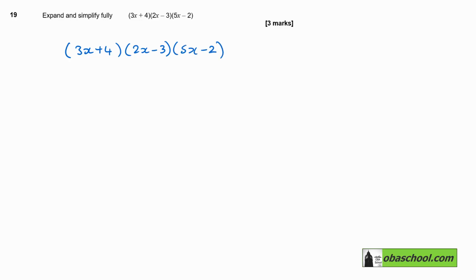So we know that we're going to do 2x times 5x, so the 3x + 4 will just sit here for now. And then we're going to get 10x squared. And then we'll do the 2x times the negative 2, so that's going to be take away 4x. And then we'll do the negative 3 times the 5x, so that's going to be take away 15x. And then finally, negative 3 times negative 2 is a plus 6.